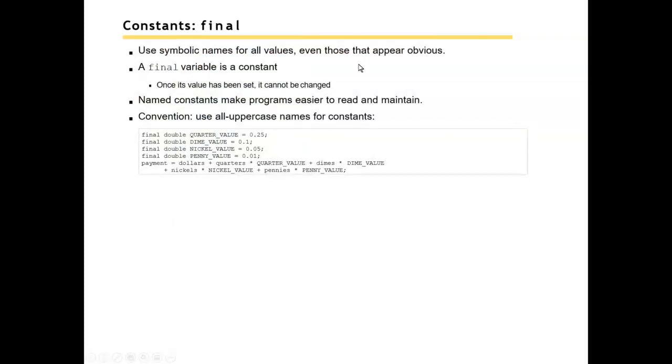So you want to use symbolic names whenever possible. You don't want to say 3.14. You want to say pi. You don't want to say 25 cents. You want to say a quarter. In Java, you can declare a constant by using the keyword final. So you'll say final double quarter value equals 0.25, and you can replace the 0.25 with quarter value. Then use it in any expression. For some odd reason, Java uses all uppercase and underscores for their constants.